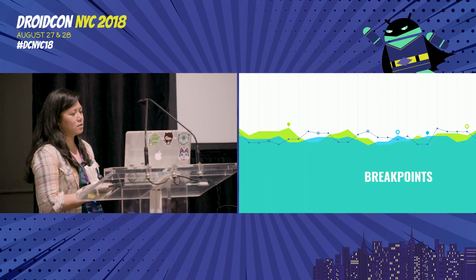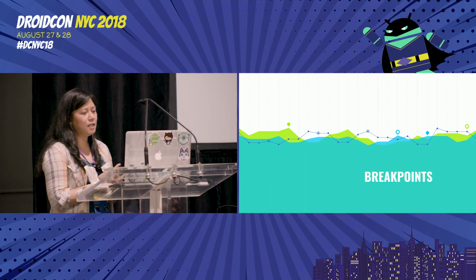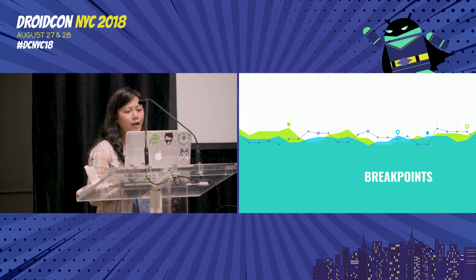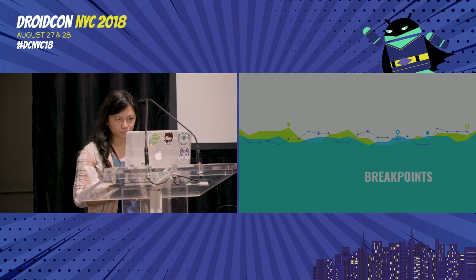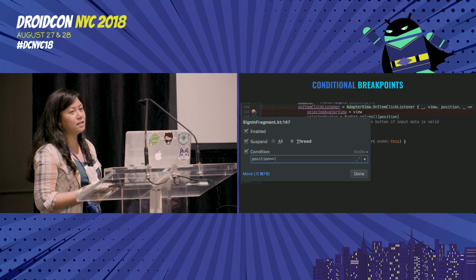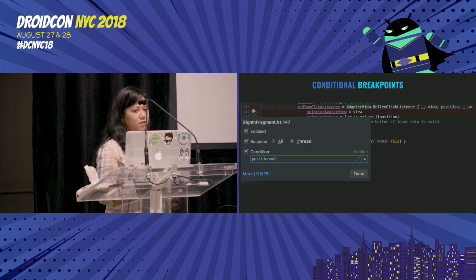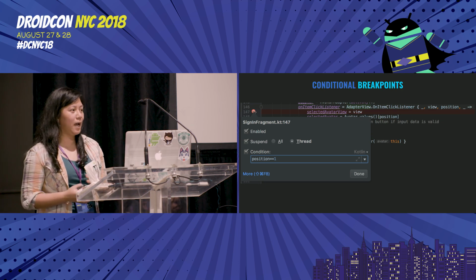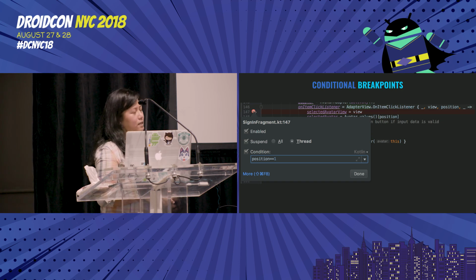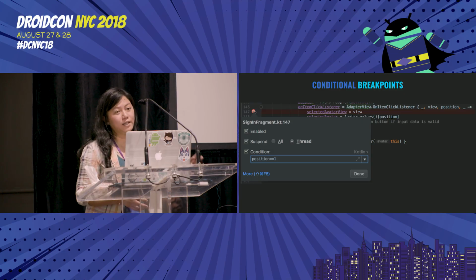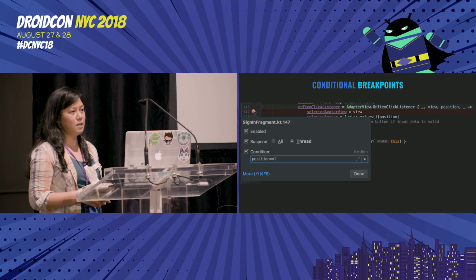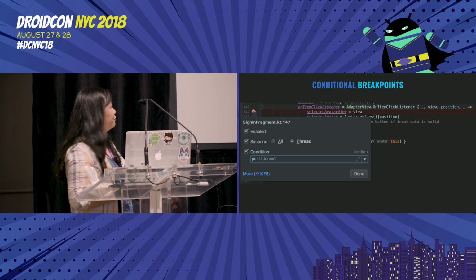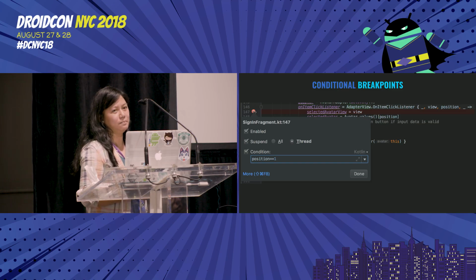All right, breakpoints. One tool that is extremely useful when we are debugging are breakpoints. It allows us to inspect what our code is doing at a particular point in time. Breakpoints become massively more relevant when we apply conditions to them. For instance, we can tell it to suspend the thread only on iterations that we are interested in. In this example, we tell Studio that the breakpoint should only be stopped at if the user has selected the second item in a list.